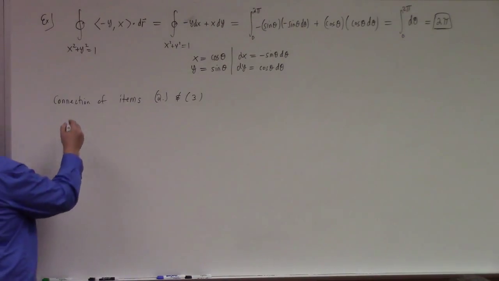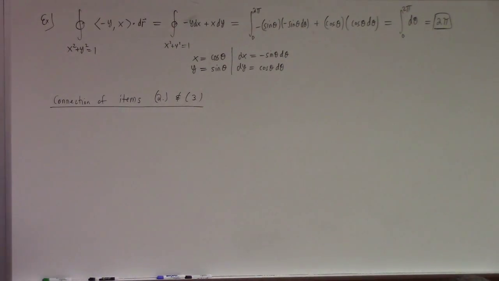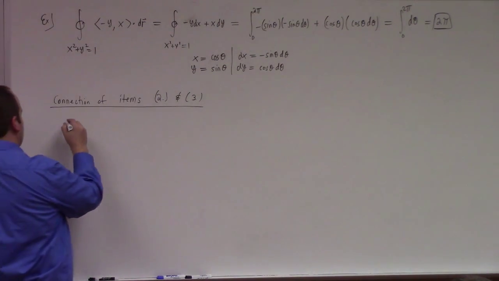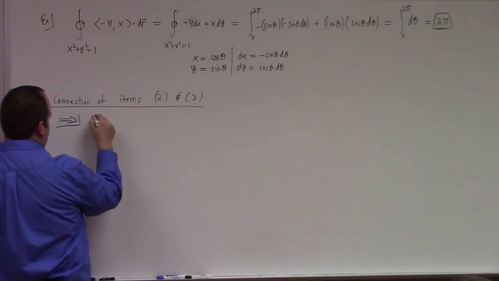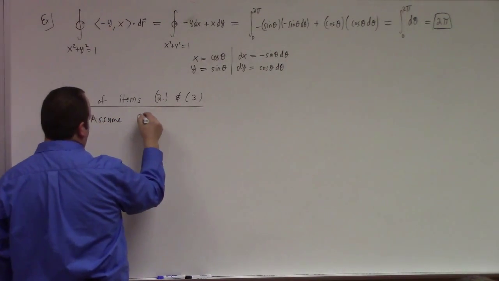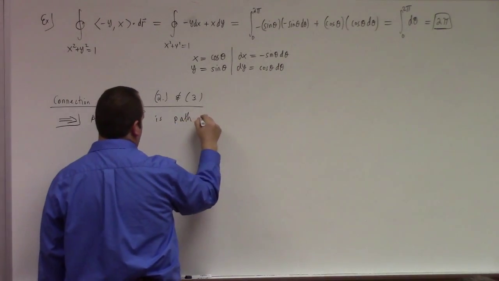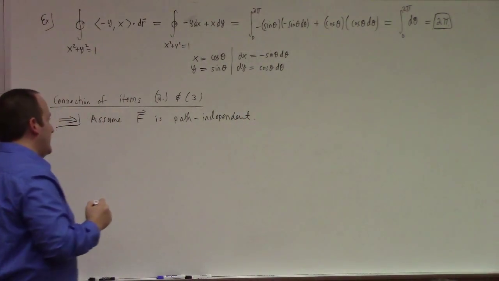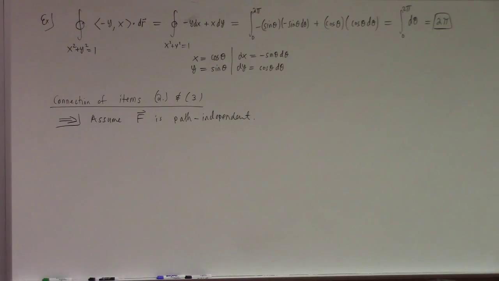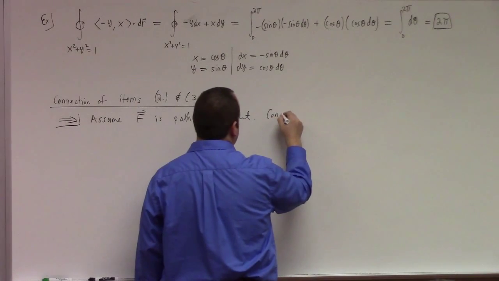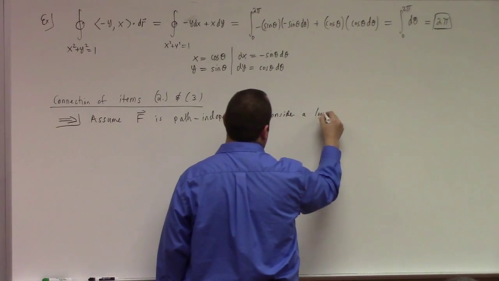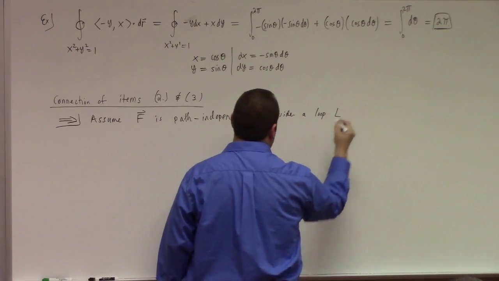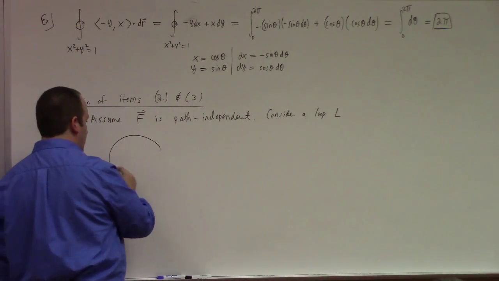So in other words, let's assume, which one do you want to start with? Do you want to assume path independence? Let's assume f is path independent, okay? What I want to show you is that that implies that the integral around a loop for f has to be 0. So pick a loop, any loop. Let's say L. Here you go. Here's L.